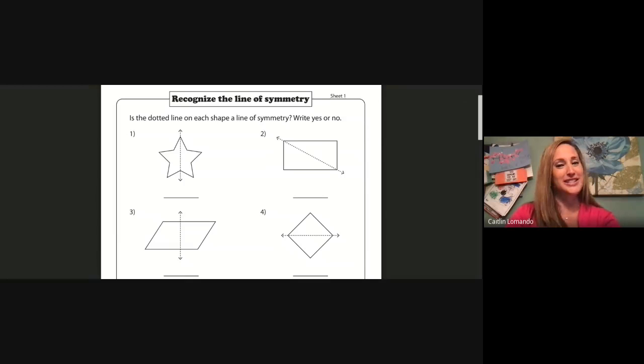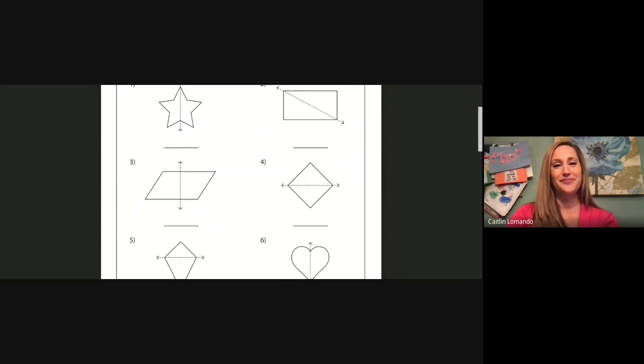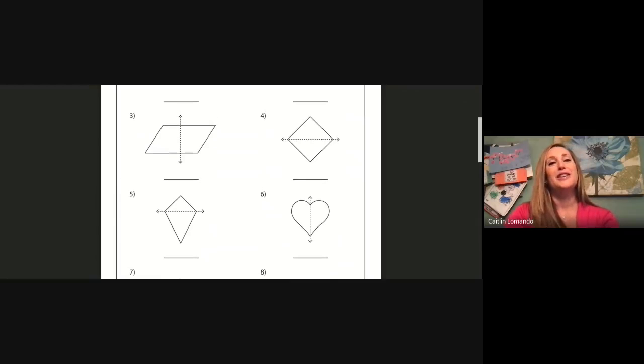We'll pause if we need to discuss. Number 2, does that shape have that line of symmetry along the dotted line? Yes or no? We can pause and discuss. Number 3, does that shape have a line of symmetry given? Yes or no? Let's pause and discuss. Number 4, does that shape have a line of symmetry that's given? Yes or no? Let's pause and discuss.